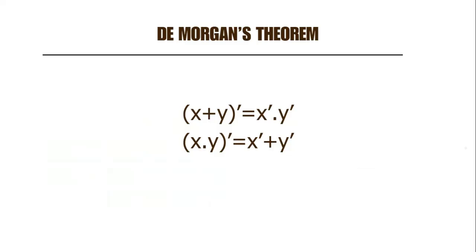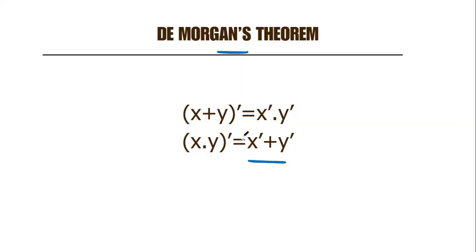Before considering the next gate, let us have a quick overview of De Morgan's theorem. According to De Morgan's theorem, (x plus y) the whole complement is equal to x complement dot y complement. Similarly, (x dot y) whole complement is equal to x complement plus y complement.